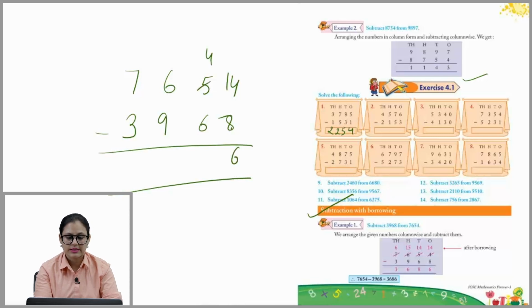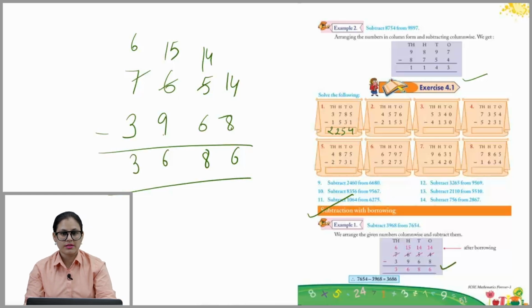14 minus 8 is 6. Again, we cannot subtract 6 from 4, so we will borrow from here. Okay. 14 minus 6 is 8. Again, 9 is greater than 5, so we cannot subtract 9 from 5, so we will borrow from here. So 15 minus 9 is 6 and 6 minus 3 is 3. So 3686 is the answer.